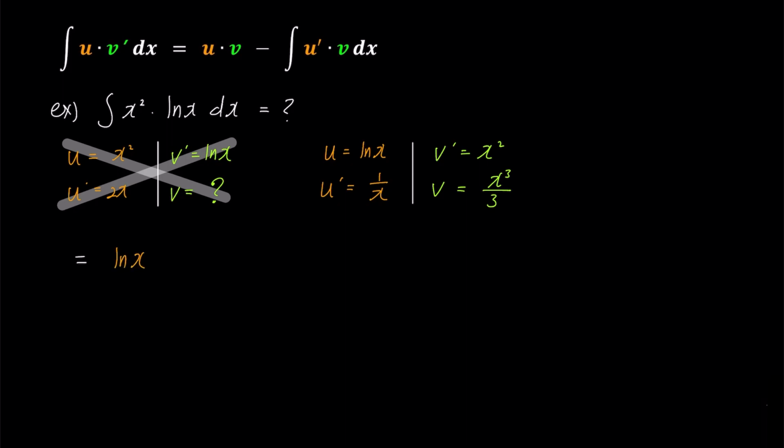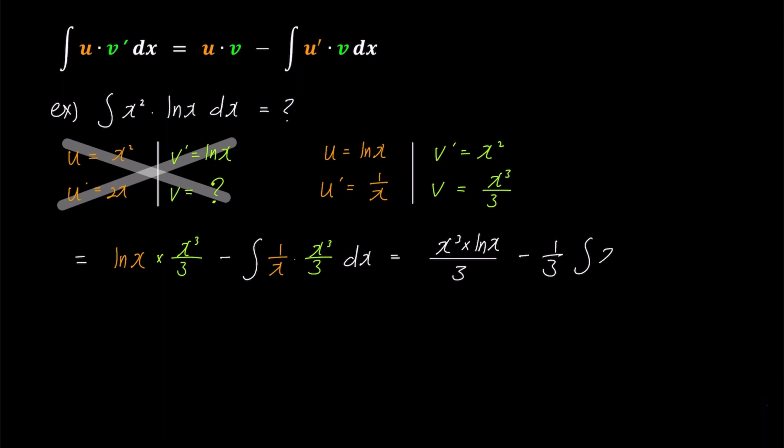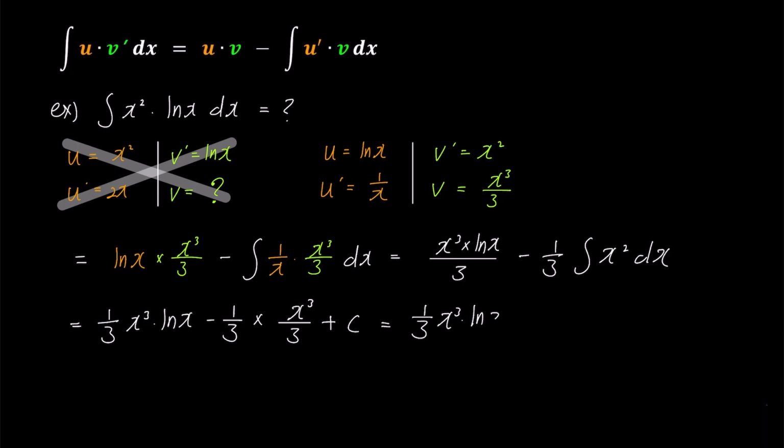So when we write uv, it becomes ln x times x cubed over 3. And we can see that the integral of the second part is simplified to negative integral of 1 over x times x cubed over 3 dx. Therefore, the equation becomes x cubed times ln x over 3 minus 1/3 times integral x squared dx. And when we calculate the integral of the second term, it becomes 1/3 times x cubed times ln x minus 1/3 times x cubed over 3 plus c. So the answer is 1/3 times x cubed times ln x minus 1 over 9 times x cubed plus c.